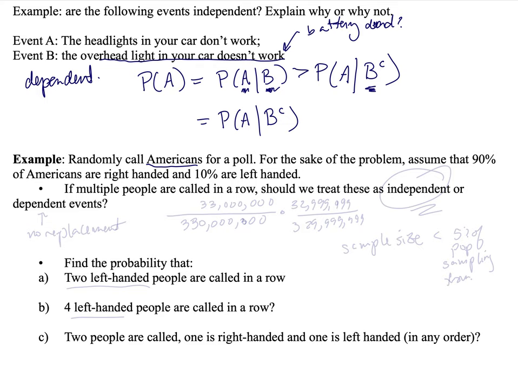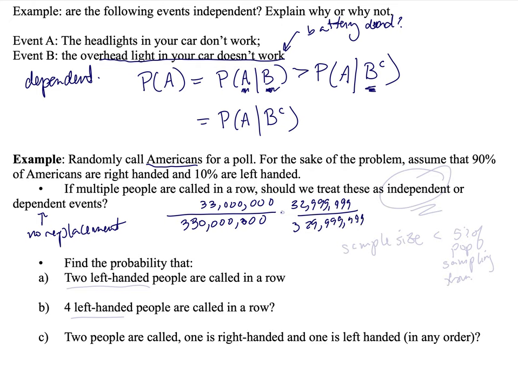Even though these are technically dependent events, because there's no replacement, we're not going to call the same person more than once. Suppose 330 million is our denominator, and however many left-handed people there are, 33 million, if we're assuming that 10% are left-handed. What's the probability that our next person is also left-handed? Well, technically it's 32,999,999 out of 329 million, et cetera.